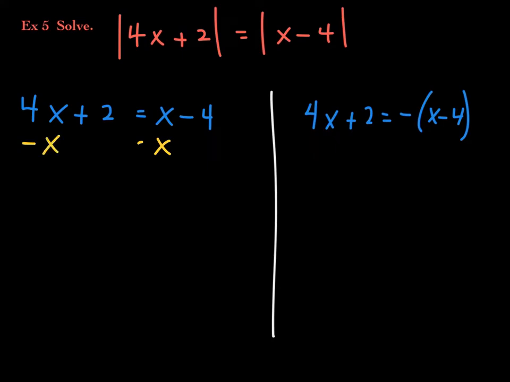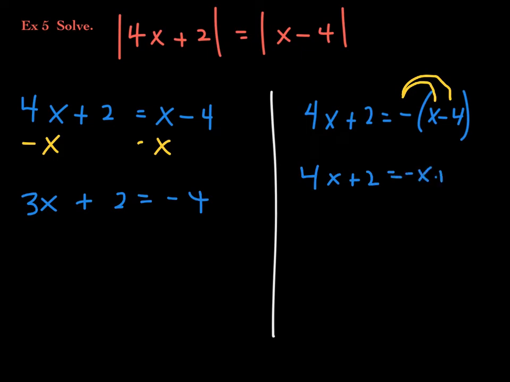Okay, on the left-hand side, what I'll do is subtract x from both sides to attempt to get my variables on the same side. On the right-hand side, I'm going to go ahead and get rid of these parentheses by distributing that negative. On the left, that leads me to having 3x plus 2 is equal to negative 4. On the right, I'm getting 4x plus 2 is equal to negative x plus 4.